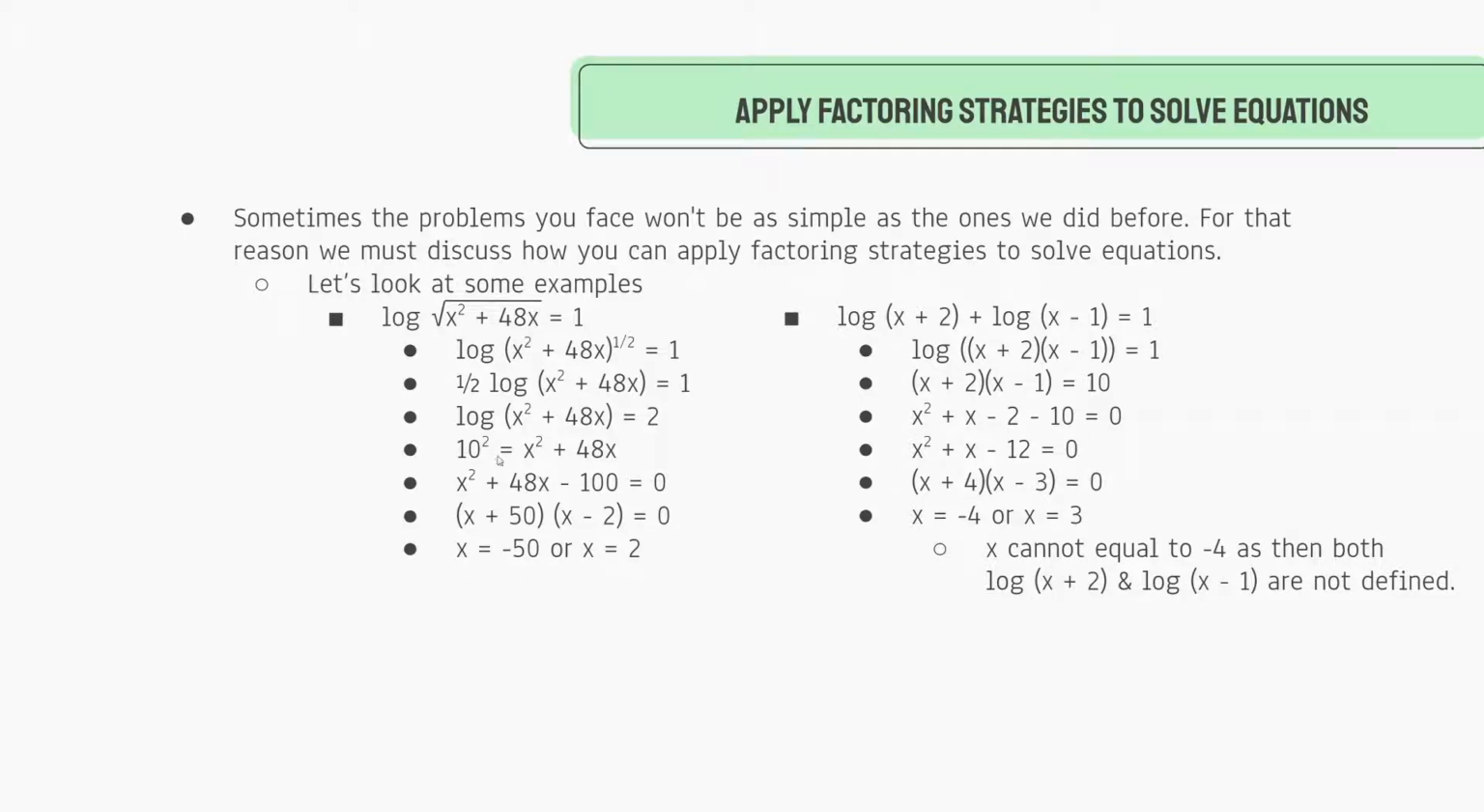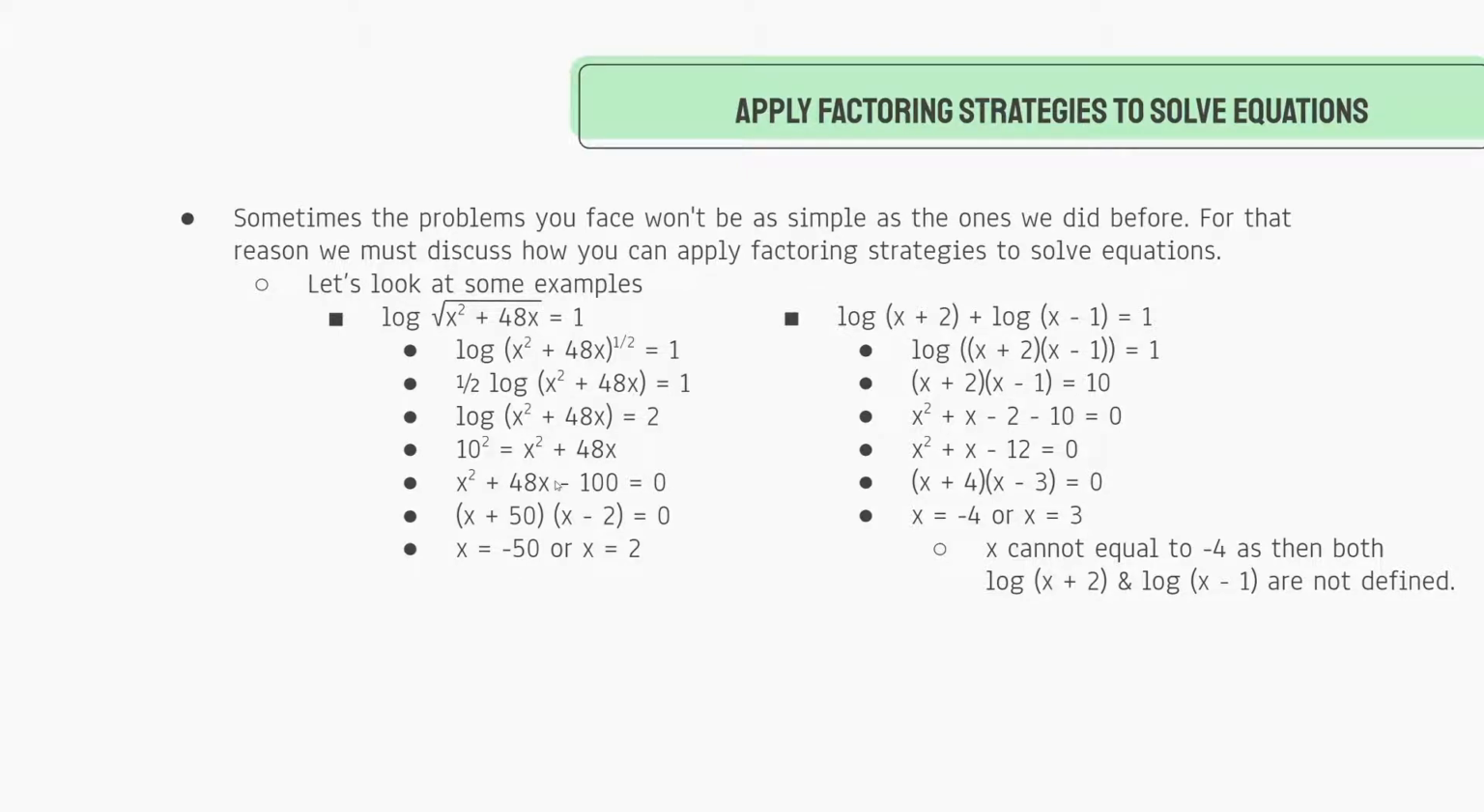So 10 to the power of 2 is equal to x squared plus 48x. Expanding this and bringing it all to one side, we get x squared plus 48x minus 100, because that's what 10 to the power of 2 is, equals 0. From here, we don't want to work with this. We could either use the quadratic formula and solve for x, or we could remember our factoring rules.